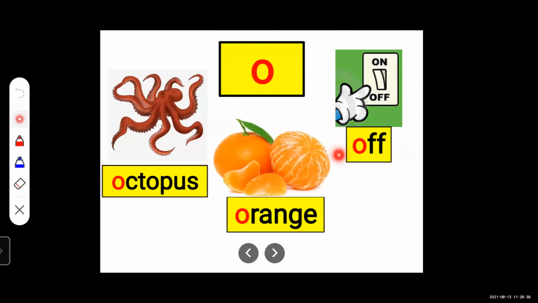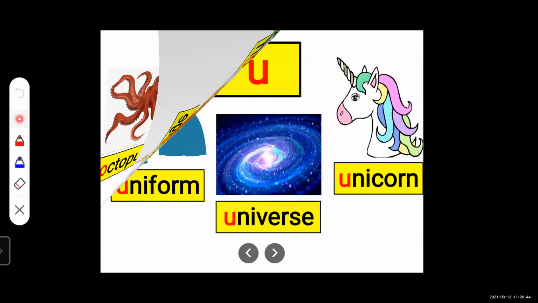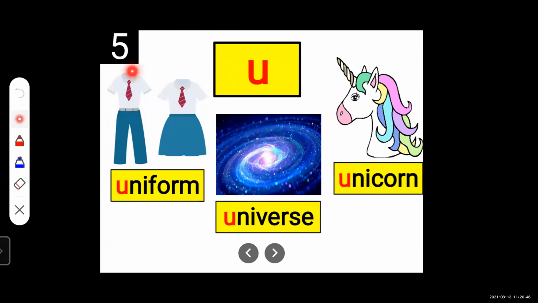Orange. O for ah. Very good. Now, the last one. Last vowel, U. This one. Uniform. Fifth vowel. For you, me. Uniform. Student. Yes, uniform.